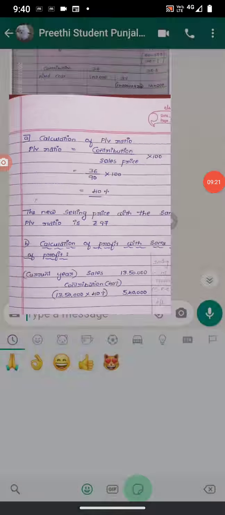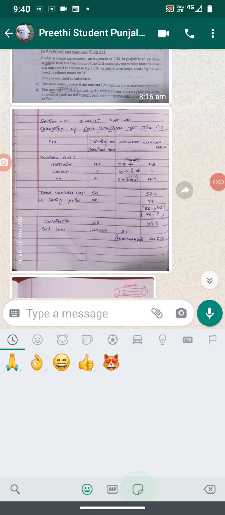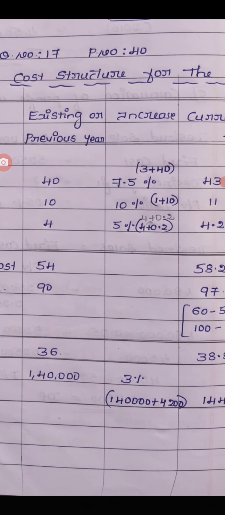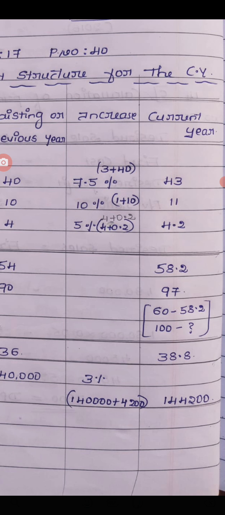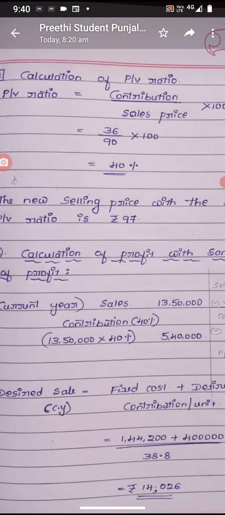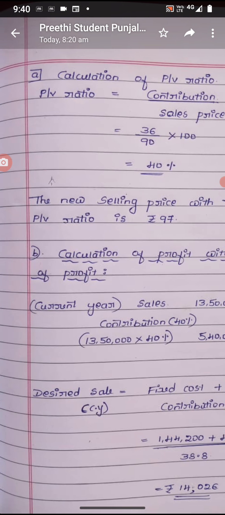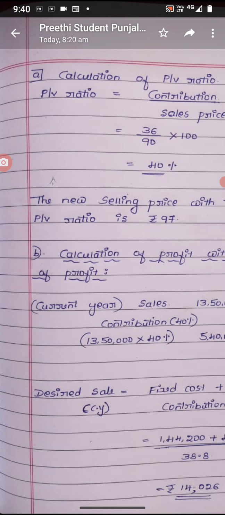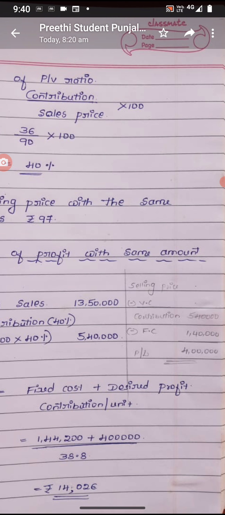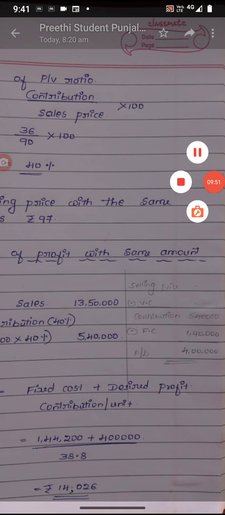So we have first done the calculation of information given for the previous year, and then the current year after taking the changes, and then we have done the calculation as per the requirement of the problem. We calculated the contribution PV ratio of 40%, and then the sales price. Then the desired profit, and last year's profit from sales. This way we have solved one more problem with regard to marginal costing.